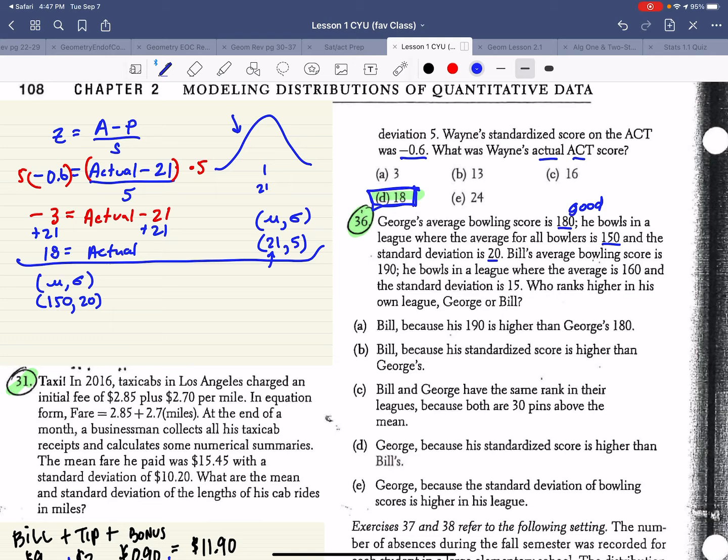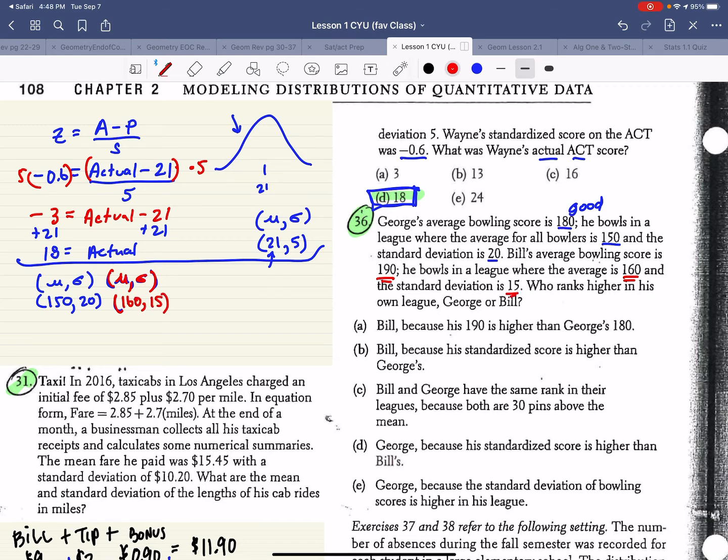Now in the second set, Bill, his mean and standard deviation is different. The mean in his league, and his score is good for his league as well, but without the z-score, we can't compare an apple and an orange. Here we can. So is George good for his league? Yeah. And is Bill good for his league? Yeah. But which one is better relative to their league? That's what we can do with z-score.